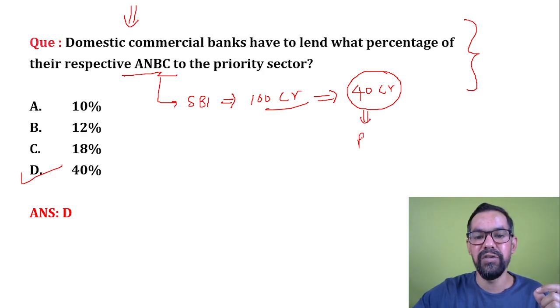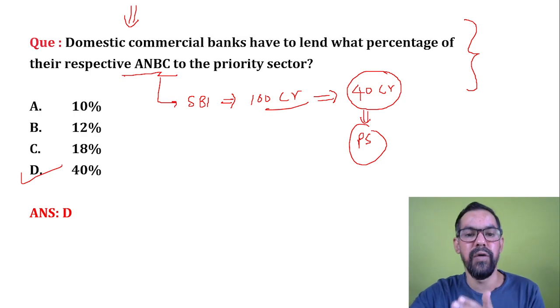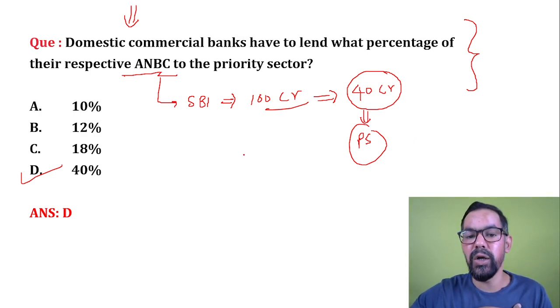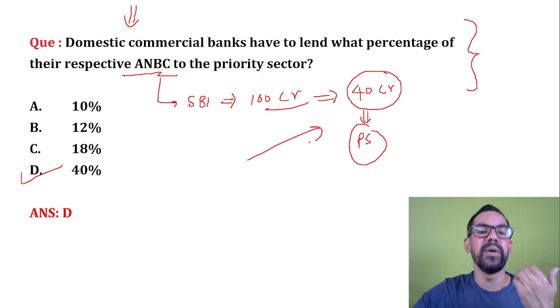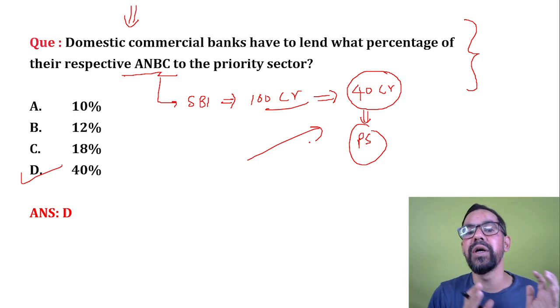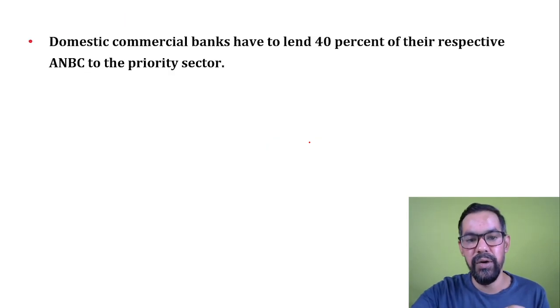Those eight different areas, they can give loans. This 40% is the mandatory rule. This is rule one, basically. They cannot deny this, otherwise RBI will impose penalties. So if you are running a commercial bank in India, whatever your ANBC is, you have to lend 40% of your ANBC to the priority sector.